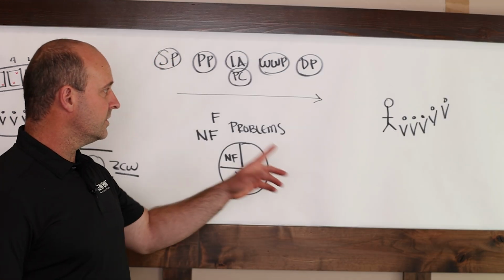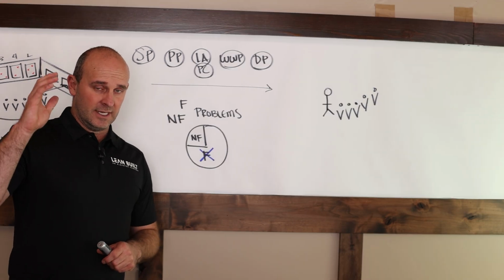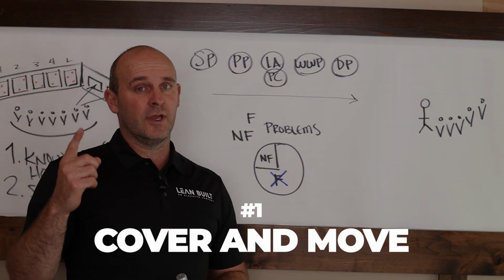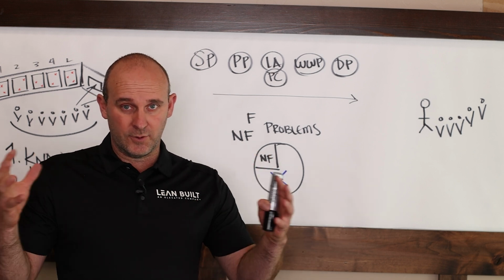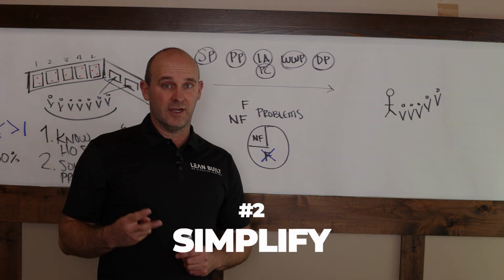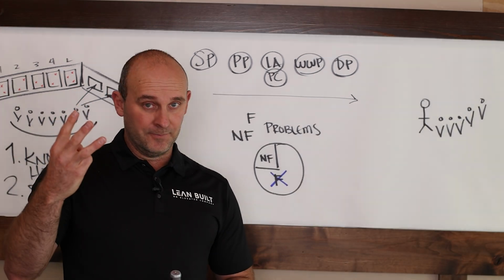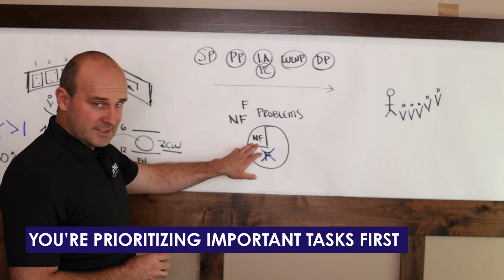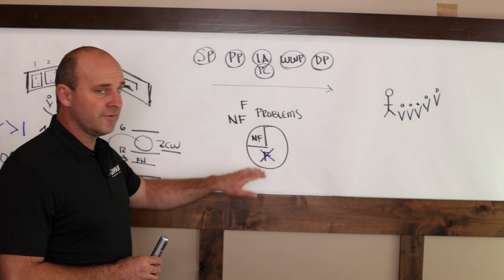So what are the steps once you actually do find a problem? Let's talk about this now. There's a concept that I love from Jocko Willink called the laws of combat. Number one is cover and move. What Jocko means by that is build the team. Know who is on point and where the team should be in order to work as a team. Two, simplify. Once you're working as a team, make sure that the mission is simple. Three, prioritize and execute. That means we're doing first things first, which ties back to prioritizing non-foreseeable problems or roadblocks, because we've already fixed the foreseeable ones.